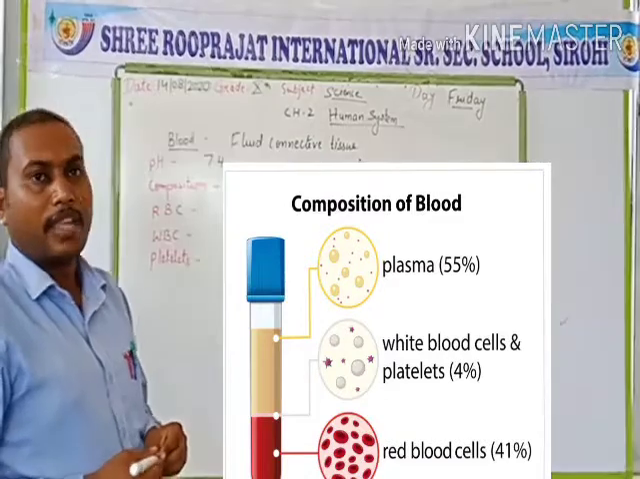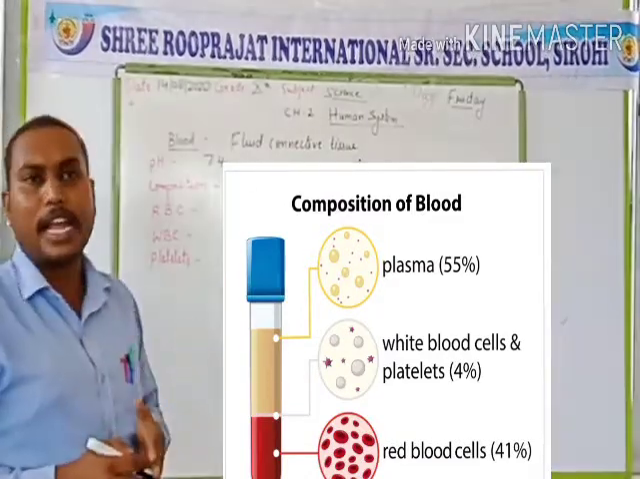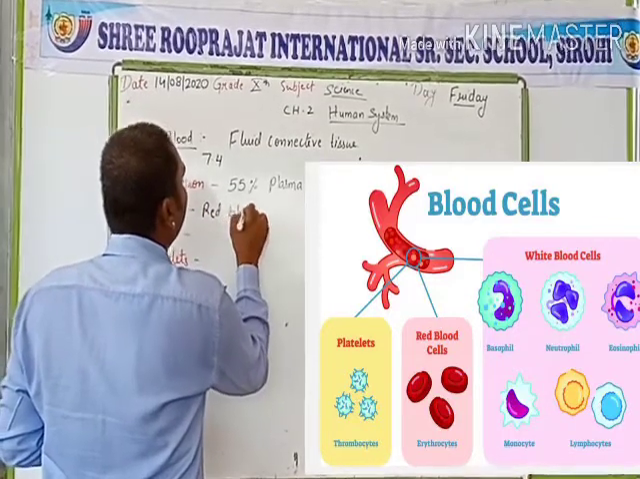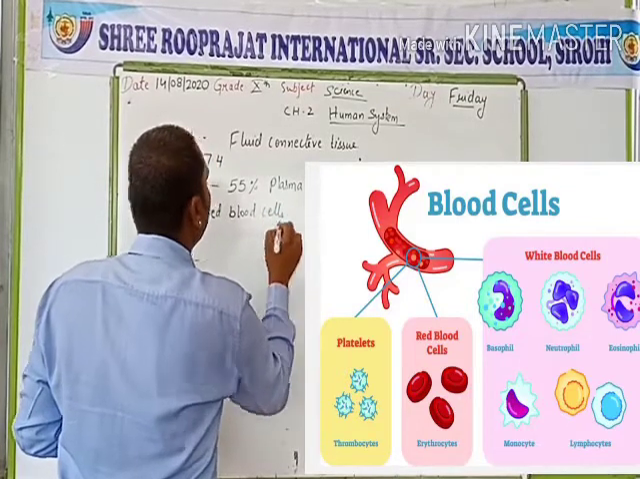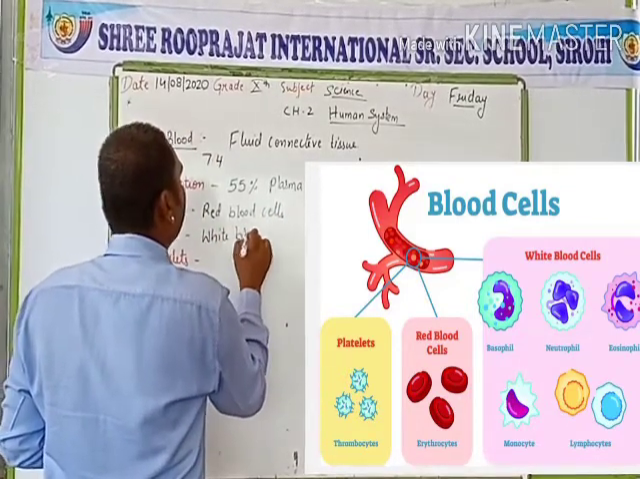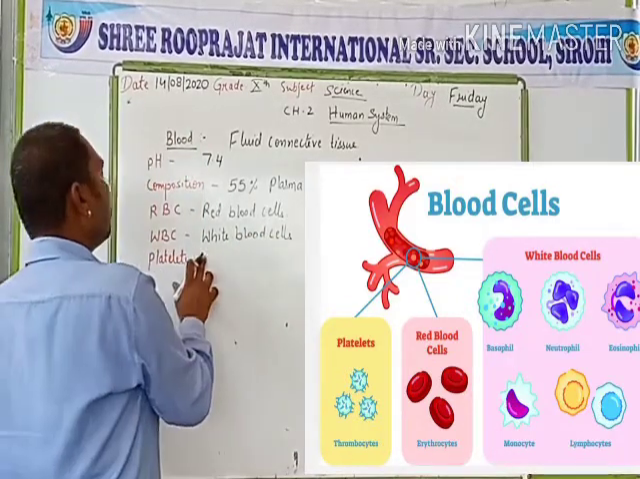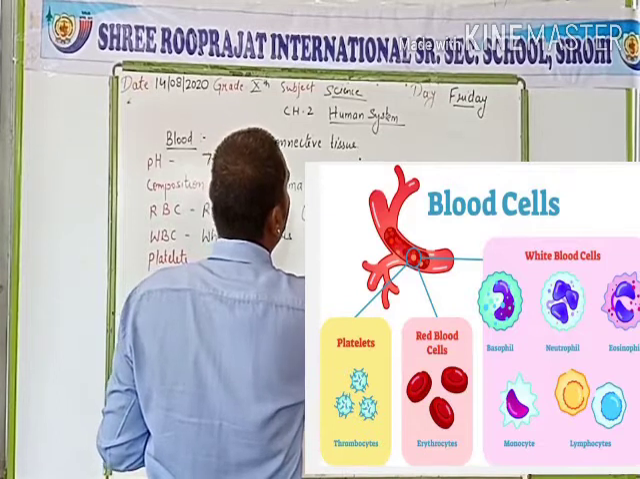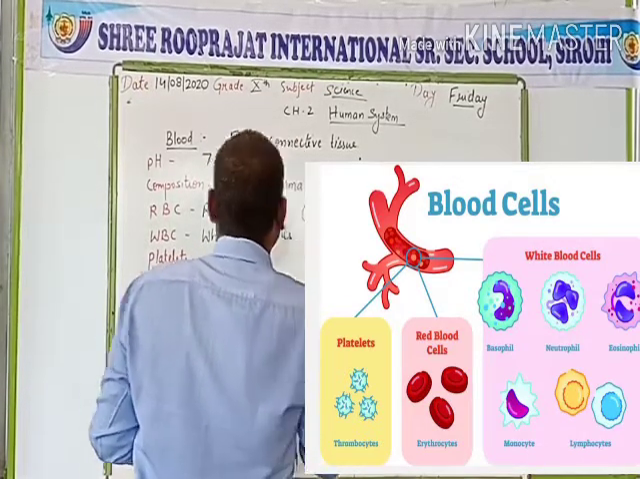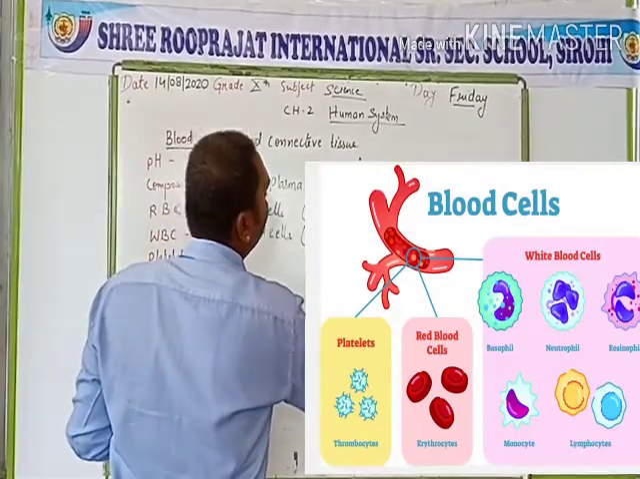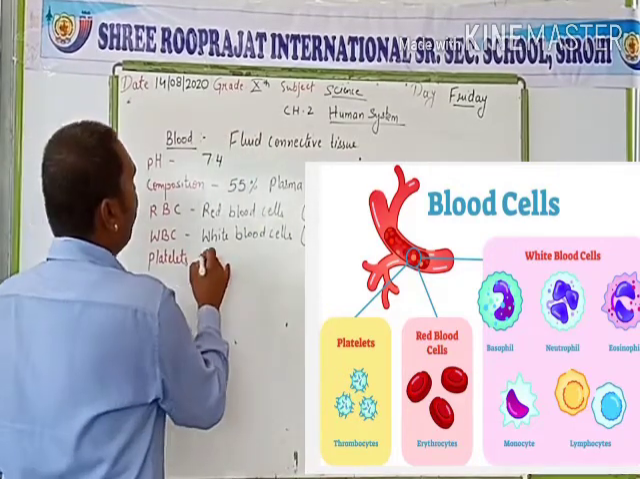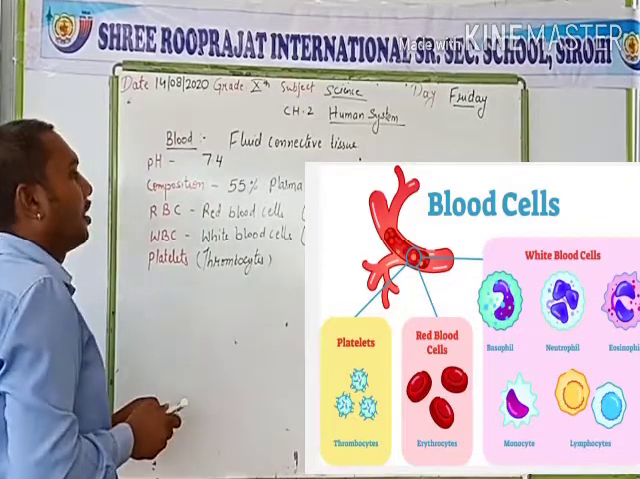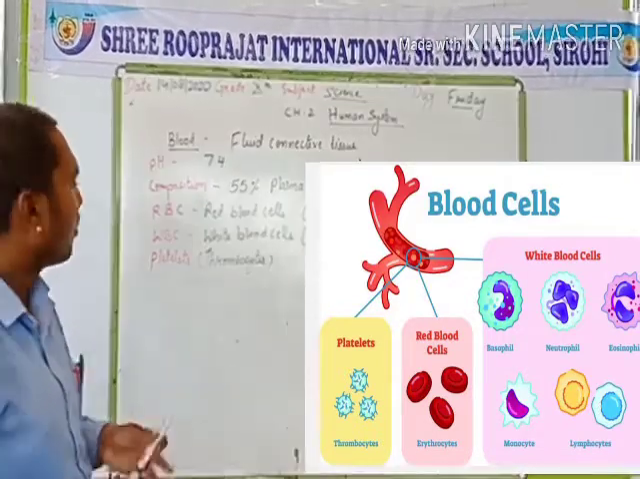Now the blood contains three types of cells known as red blood cells, white blood cells and platelets. These red blood cells are also known as erythrocytes. The WBC is also known as leukocytes, and the platelets are also known as thrombocytes. We will study one by one about these cells. Now the first one is red blood cells.